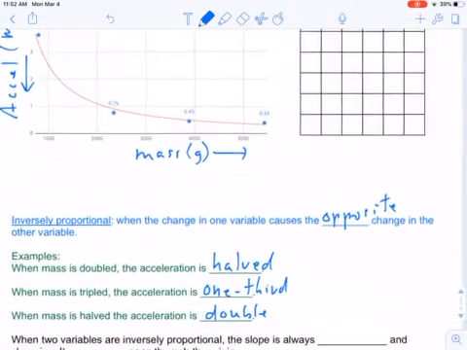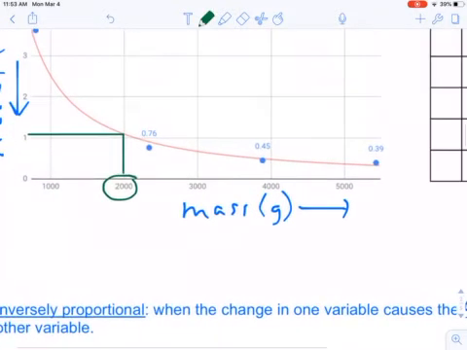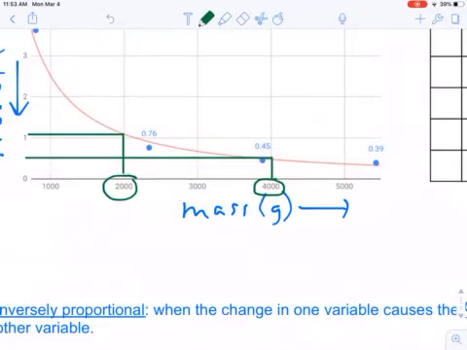Does our data support this? Let's use this data here. I'm going to switch to green. So when the mass is around 2,000, we can see that it's going to be around 1 meter per second squared. When the mass is doubled to 4,000, now we can see that it is about half that, so this would be around 0.5. So this is some very consistent looking data that this group produced.